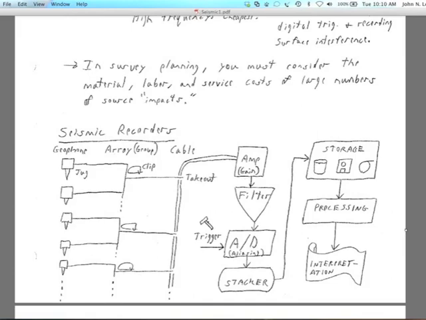Seismic source of choice. So in planning your survey, you've got to consider the material, the labor, the service costs of not just one source, but hundreds, if not thousands of sources. In an average reflection survey that we'll do, that takes at least 500 impacts of the sledgehammer. So one person is obviously not going to do that.